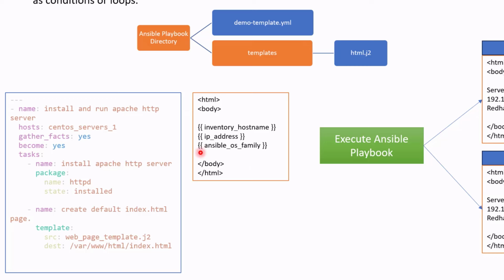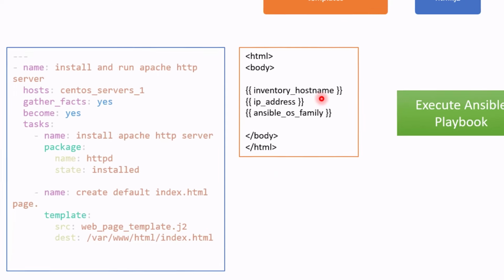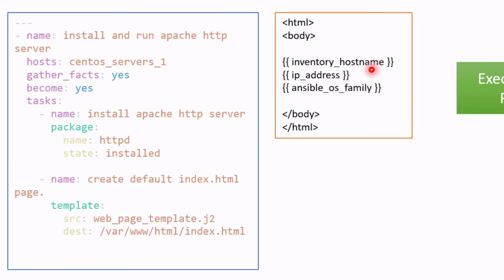Now here you can see in the template file, what we have done is we are using some HTML tags, and then we are using these variables: inventory_hostname, which is Ansible's magic variable, and then we are using IP address. Again, this is a variable. We need to define this variable somewhere, either in our playbook or in inventory or wherever. And then we have ansible_os_family, which is coming from facts.